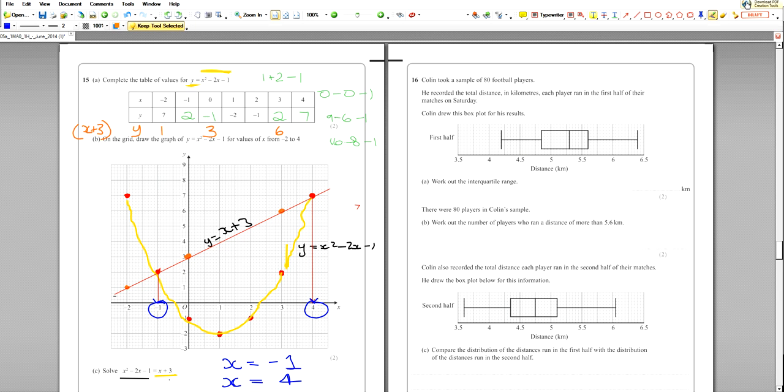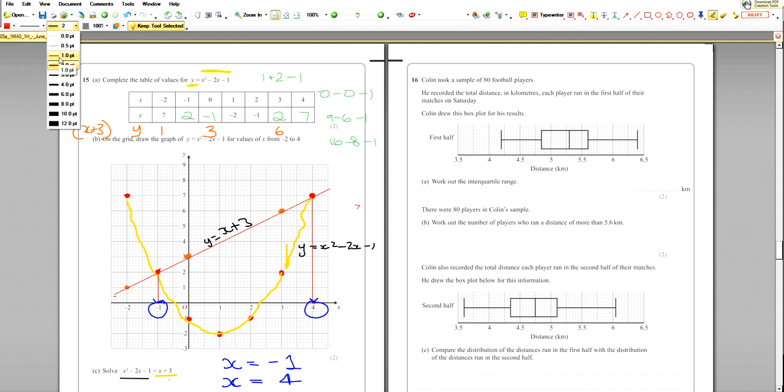Okay, question number 16. Colin took a sample of 80 football players. He recorded the total distance in kilometers each player ran in the first half of the matches on Saturday. Colin drew this box plot for his results. Work out the interquartile range. Let's quickly go over the main features of a box plot. So let's choose a nice color.